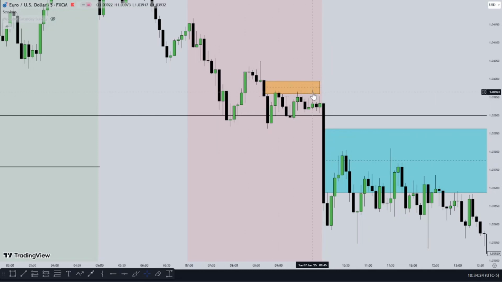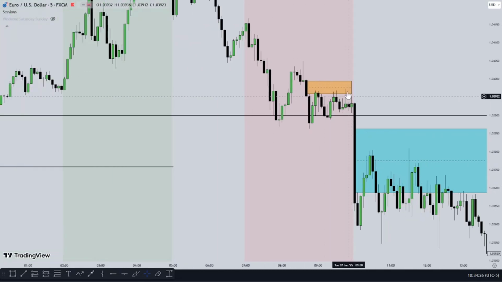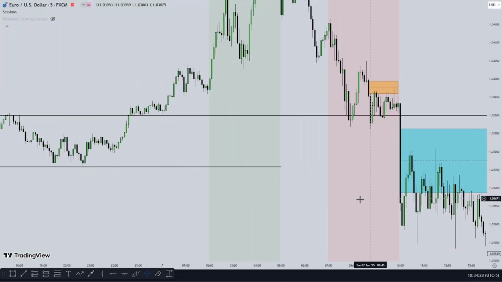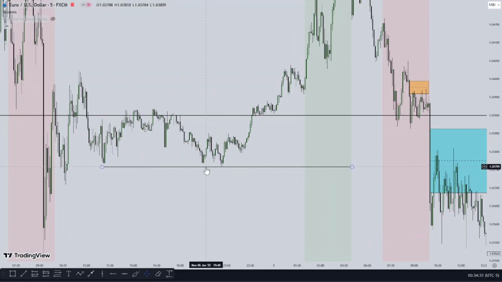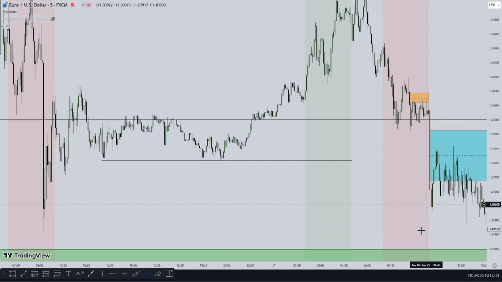So you can see the fair value gap. This was our first setup. And you can see how price executed beautifully, traded lower to run out the equal low, which was our target from the higher time frame, where we're looking for a shift in market structure from the 4-hour time frame.